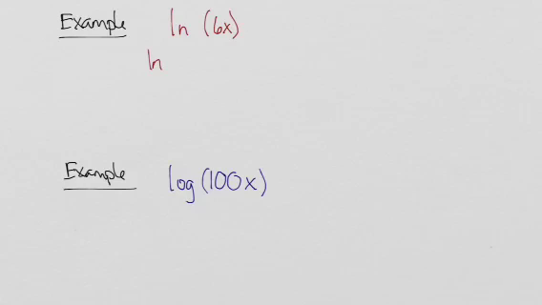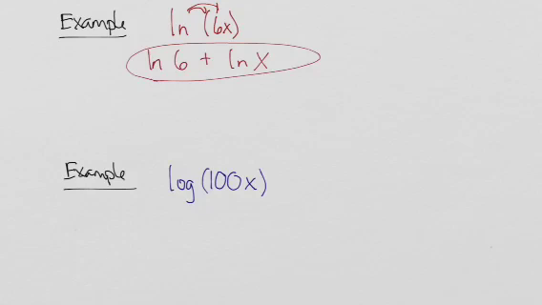Again, I can split this out. Natural log of 6, natural log of x. They both keep their own natural log symbol, kind of a little bit like distributive property, except for, again, it went from multiply to plus. And again, I don't know the answer of natural log 6 or natural log x, so I'm just done.